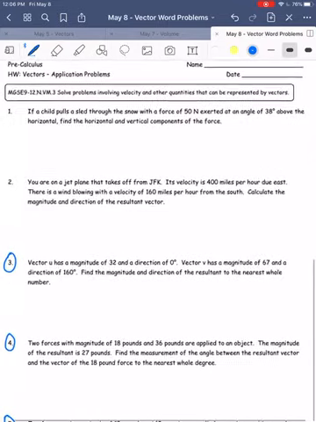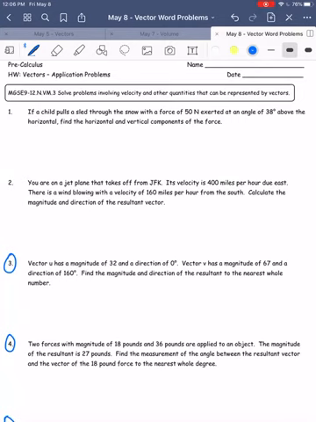Okay, so it says, if a child pulls a sled through the snow with a force of 50 newtons exerted at an angle of 38 degrees above the horizontal, find the horizontal and vertical components. So let's first break down what it's asking. So it's asking for the horizontal, so like this, and then the vertical would be like that, components.